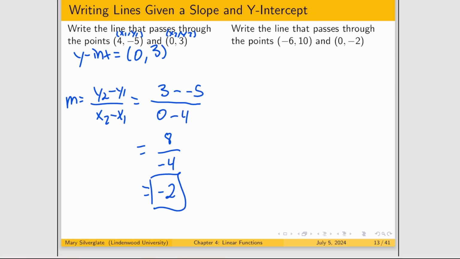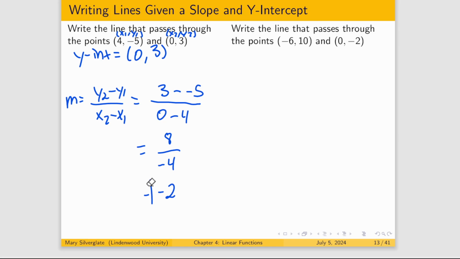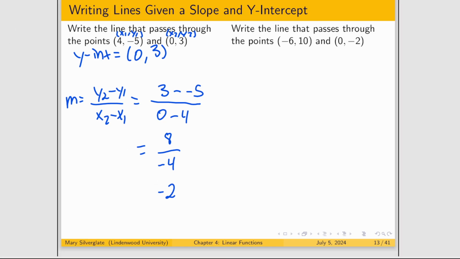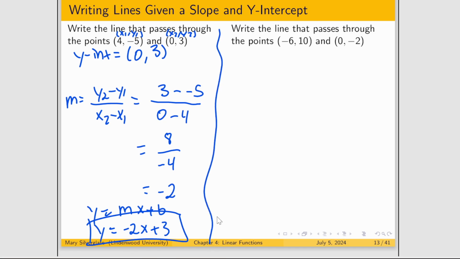I probably should not have boxed that in because I should have remembered that we weren't just looking for the slope. Why did we just find the slope? Because we want to actually find the equation. So our equation is y equals mx plus b. I just figured out my slope, and they gave me that my y-intercept was 3. So my final equation is y equals mx plus b with those values.